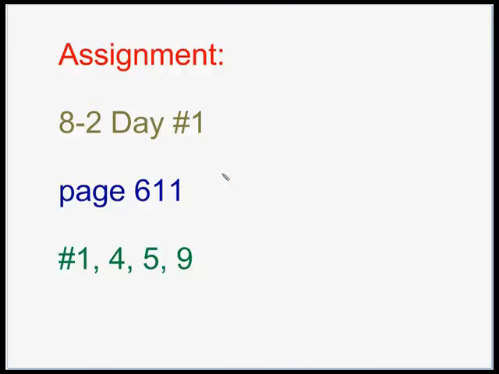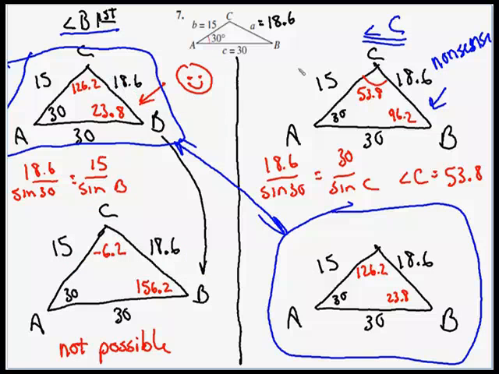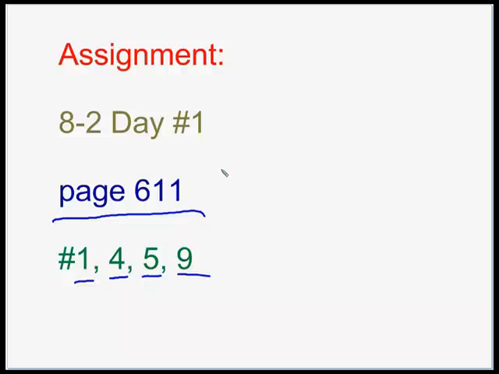The assignment for this section, page 611, 1, 4, 5, and 9. And when you are doing a side angle side case, you don't have to completely solve for both nonsense triangles. Just pick a route, go for the first angle that you want to, and then find a nonsense triangle, find the good triangle, and that's all I'm interested in, is that the correct solution. So give those 4 problems a shot.